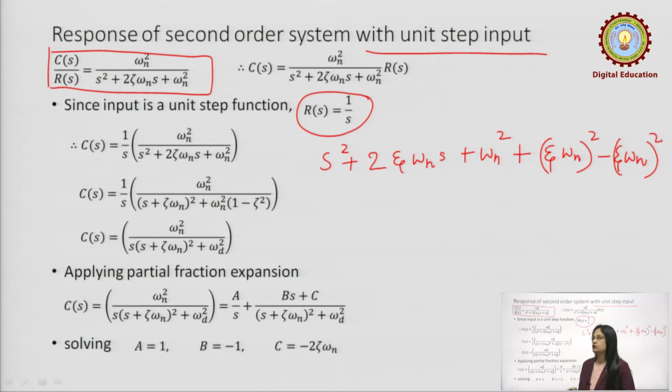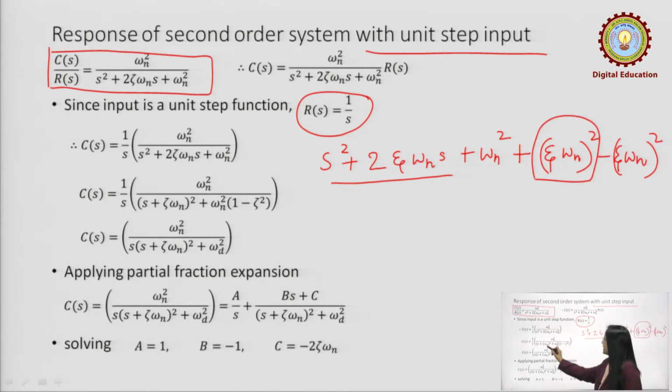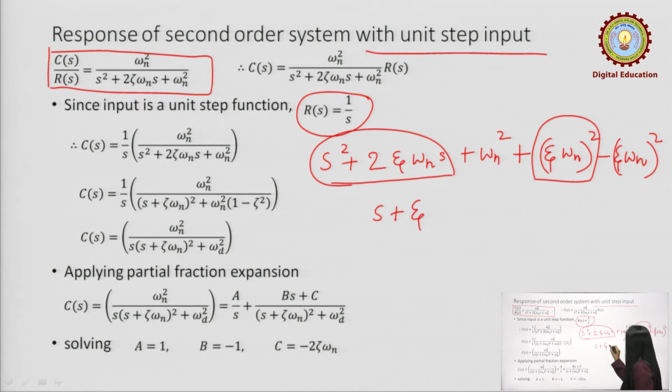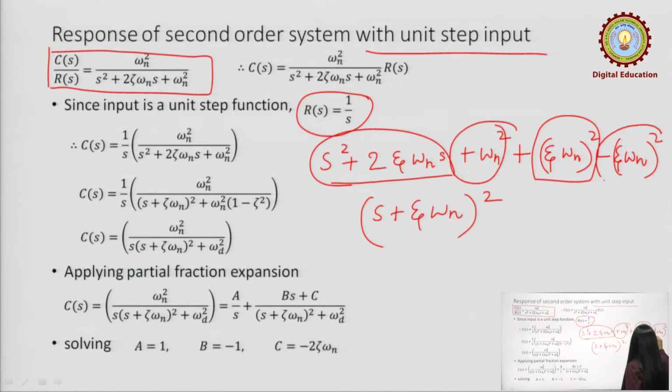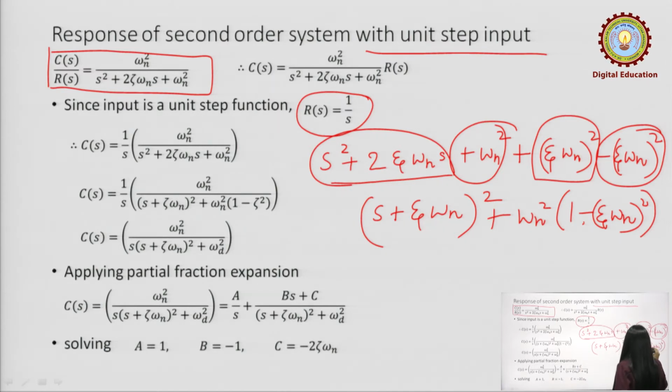This is done to bring the transfer function into a desirable form so that we get the response of the system. The s square plus 2 zeta omega n s part, together with the added term, is used to obtain s plus zeta omega n the whole square. We have the remaining term, omega n square minus zeta omega n the whole square, which is equal to omega n square times 1 minus zeta square.